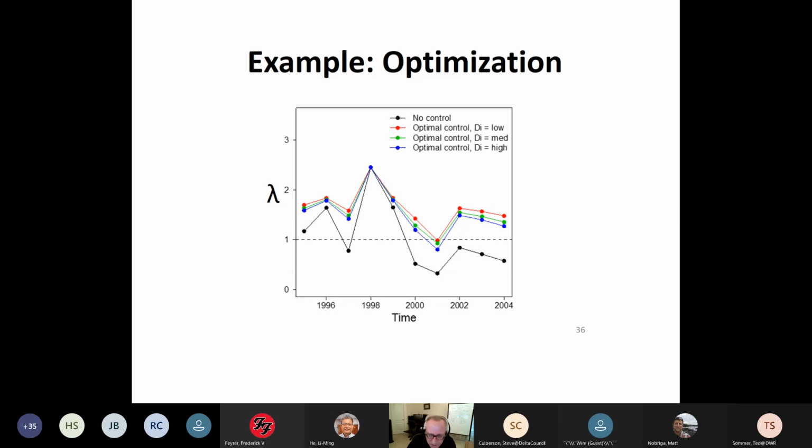And that's that. So baseline's black, the red, green, and blue are different optimization schemes. When costs are low, red; costs of doing it are medium, green; and high, blue. So you can get there except for 2001. Very hard to get there in 2001.